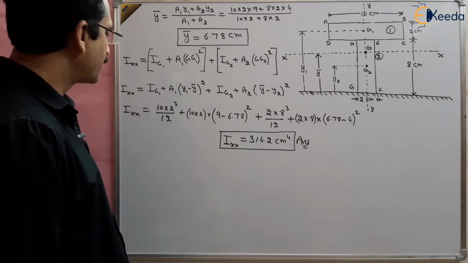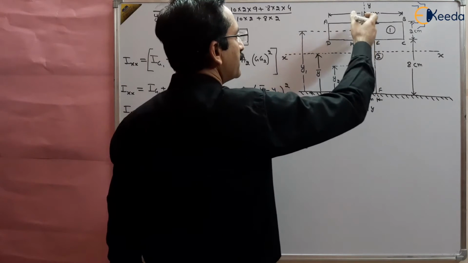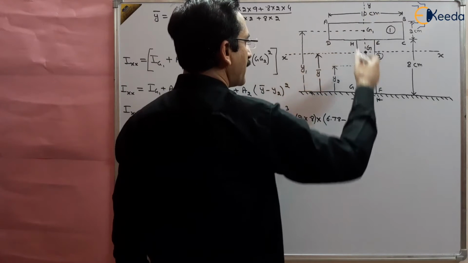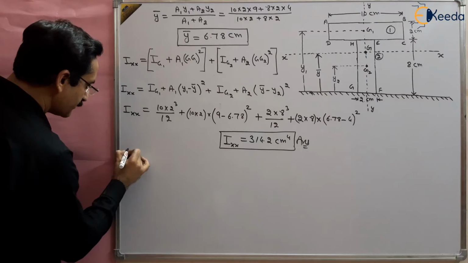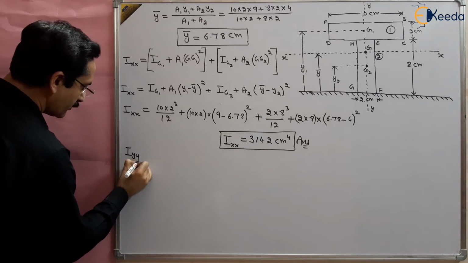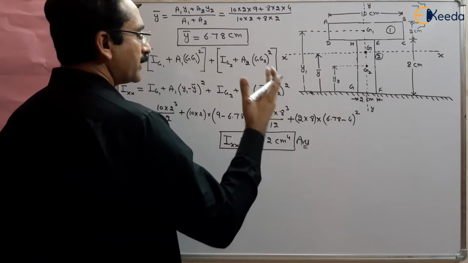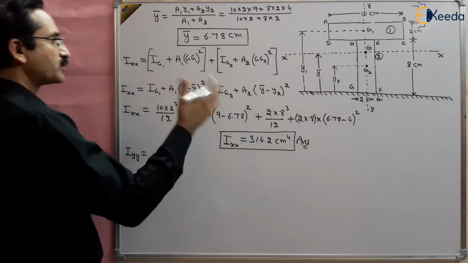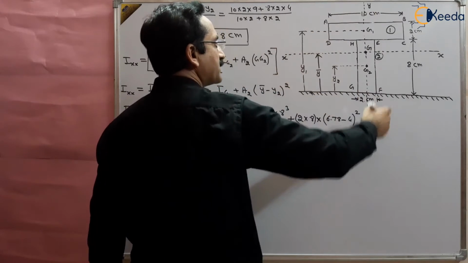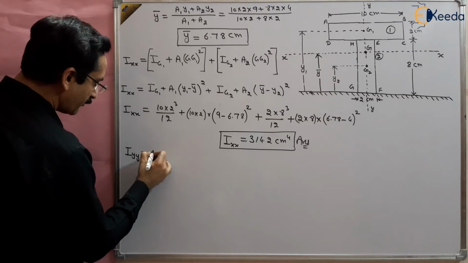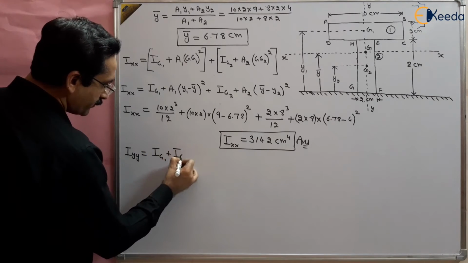Now we want to find Iyy, because the axis is already passing through the centroid. So we just have to find Ig1 and Ig2 about the y axis. Iyy is very simple to find. No need to apply the parallel axis theorem. We use only the centroidal axis, because Yy is already passing through the centroid, so we apply only Ig1 plus Ig2.